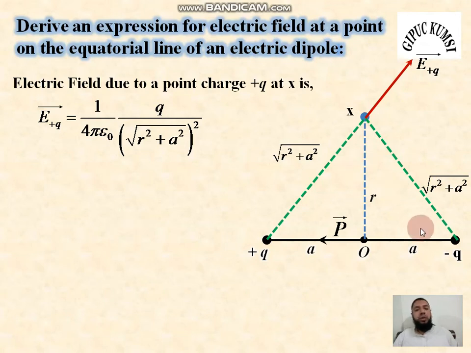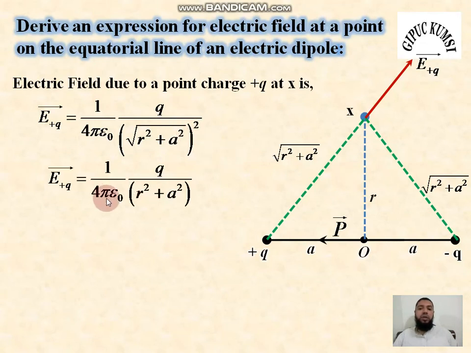If I cancel the square root, this equation reduces to the form 1 by 4 pi epsilon naught q by r square plus a square. Then what is the electric field due to the negative charge? The electric field due to the negative charge is radially inwards. It is E minus q. ಇಲ್ಲೊಂದು ಪಾಸಿಟಿವ್ ಚಾರ್ಜ್ ಇಟ್ಟರೆ ನೆಗೆಟಿವ್ ಚಾರ್ಜ್ ಅಟ್ರಾಕ್ಟ್ ಮಾಡೋದ್ರಿಂದ ರೇಡಿಯಲಿ ಇನ್ವರ್ಡ್ಸ್, ಇಲ್ಲಿ ಪಾಸಿಟಿವ್ ಚಾರ್ಜ್ ಇದ್ರೆ ಪಾಸಿಟಿವ್ ಚಾರ್ಜ್ ರಿಪಲ್ ಮಾಡೋದ್ರಿಂದ ರೇಡಿಯಲಿ ಔಟ್ವರ್ಡ್ಸ್. ಇದು ವ್ಯತ್ಯಾಸ ಗೊತ್ತಿರಬೇಕು. Therefore, the electric field due to negative charge is radially inwards.